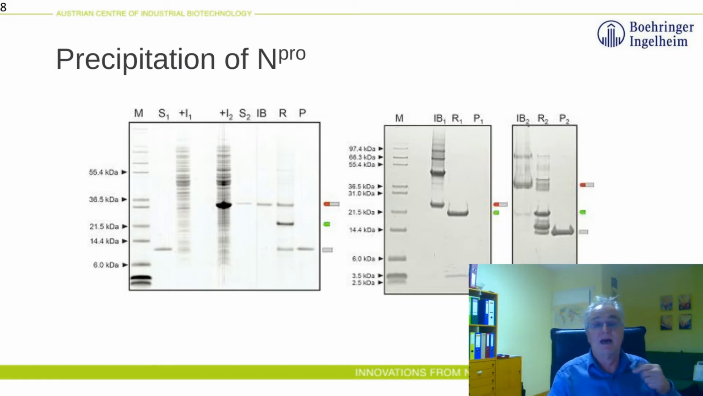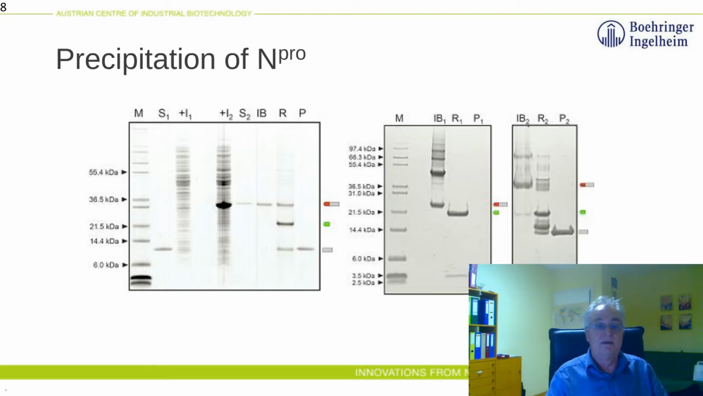Yeah. So you see it also in two more examples on the second and the third slide, where with P1, P2, we were able really to precipitate the fusion tag and have a rather pure, without any further chromatography, a rather pure cleaved protein with an authentic N-terminus.